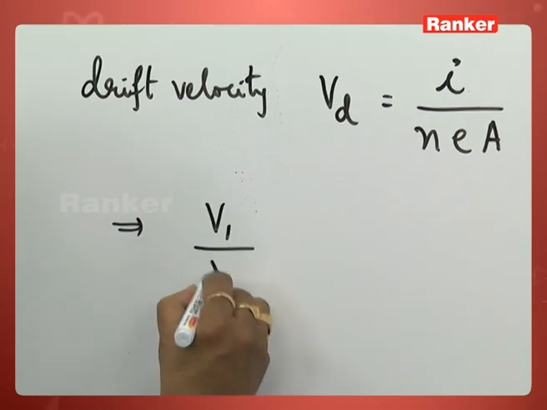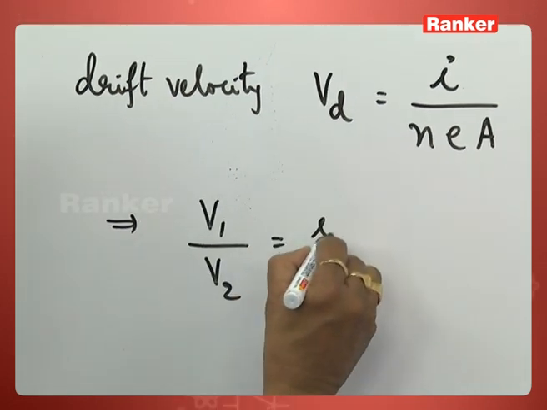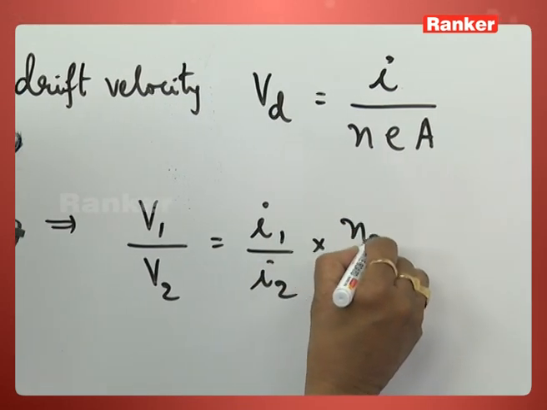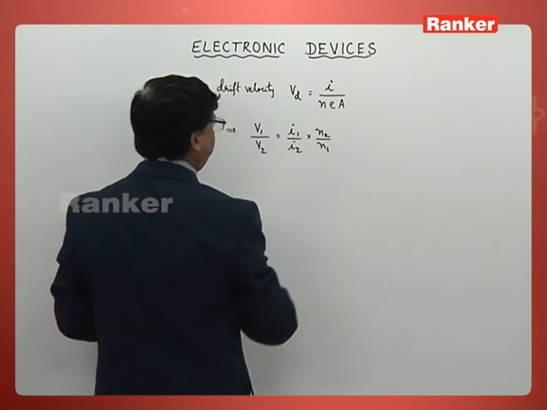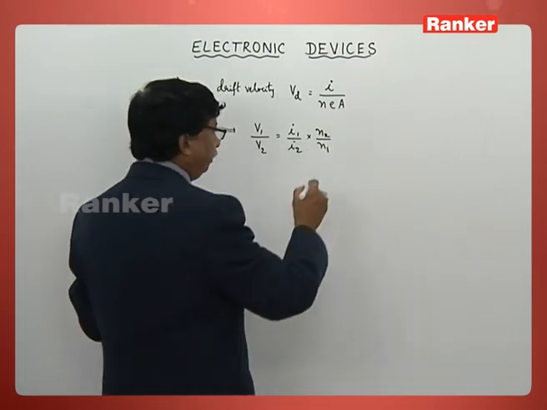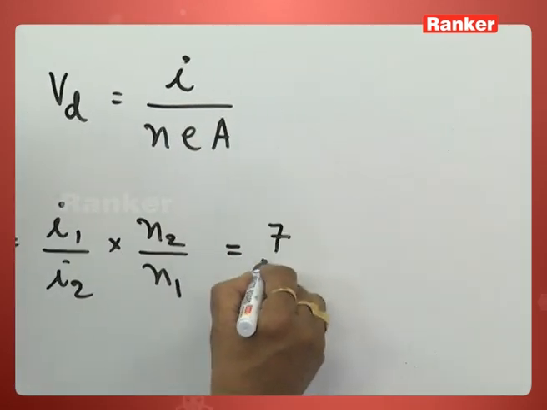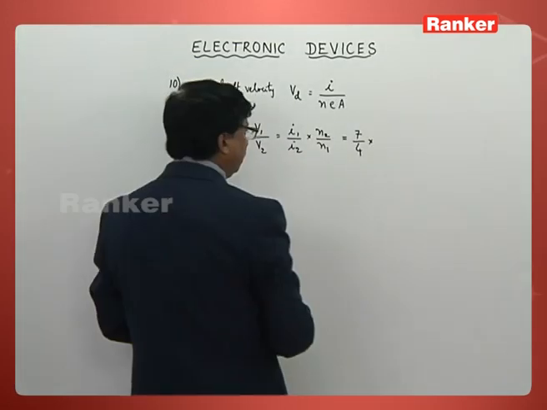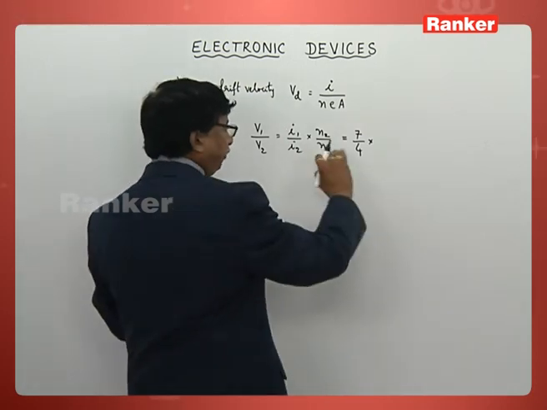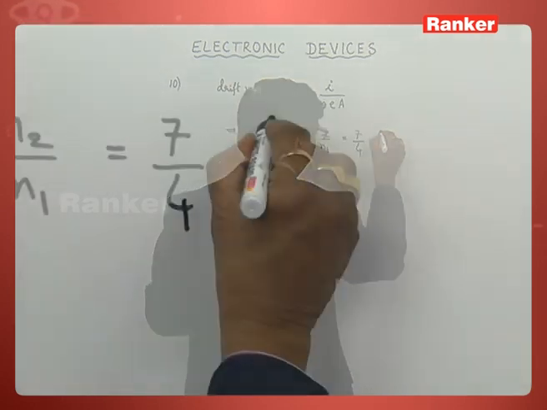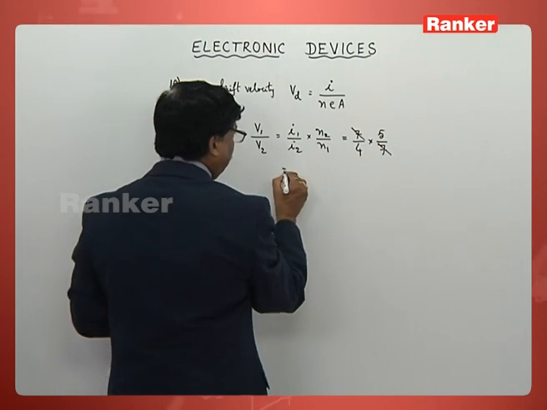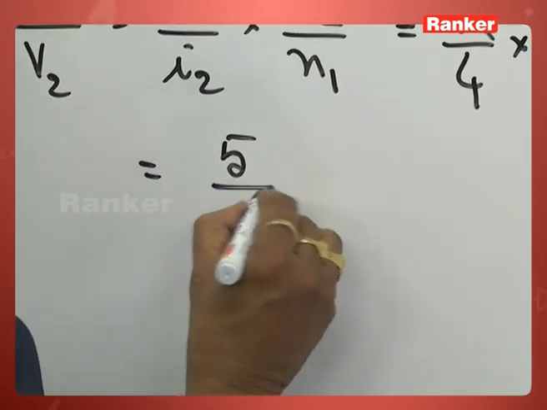Drift velocity 1 by drift velocity 2 can be written as I1 by I2 into n2 by n1. What is the ratio of currents he has mentioned? 7/4, into what is the ratio of concentrations of electrons he has given? 7/5, so write that one as 5/7. So, 7 getting cancelled, you are now left with 5/4.